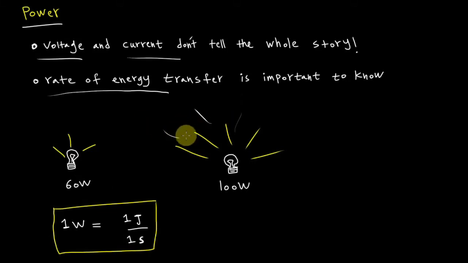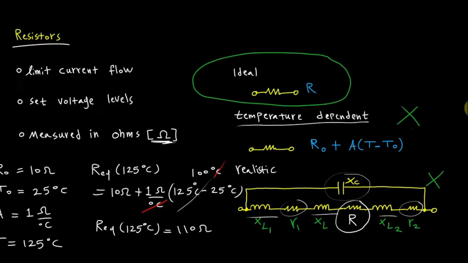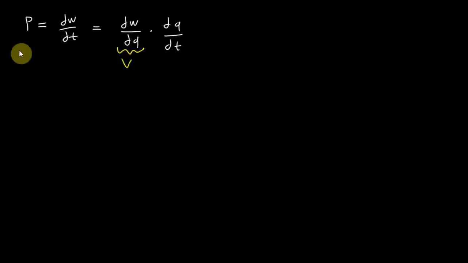Now, 1 watt is defined as 1 joule per 1 second, and using that we can say that P equals dW/dt, the rate of change of energy per time, which you can rewrite as dW/dq times dq/dt, an algebraic manipulation. If you recognize those quantities, they are voltage and current, so this gives us the generalized power P equals V times I, or I times V.